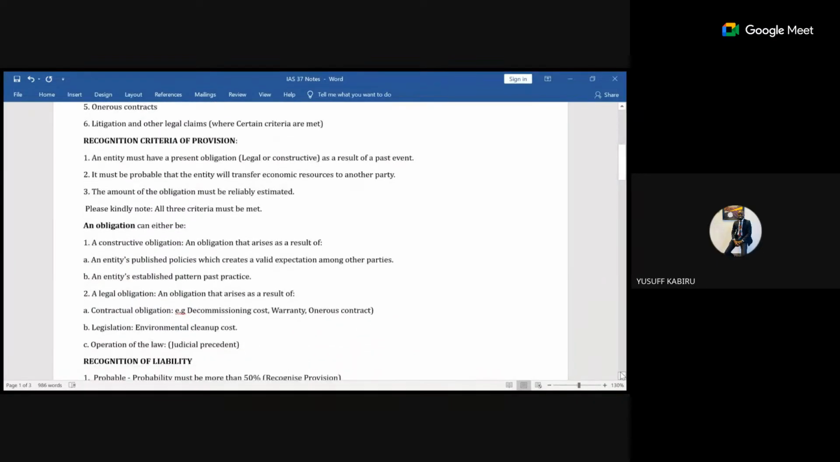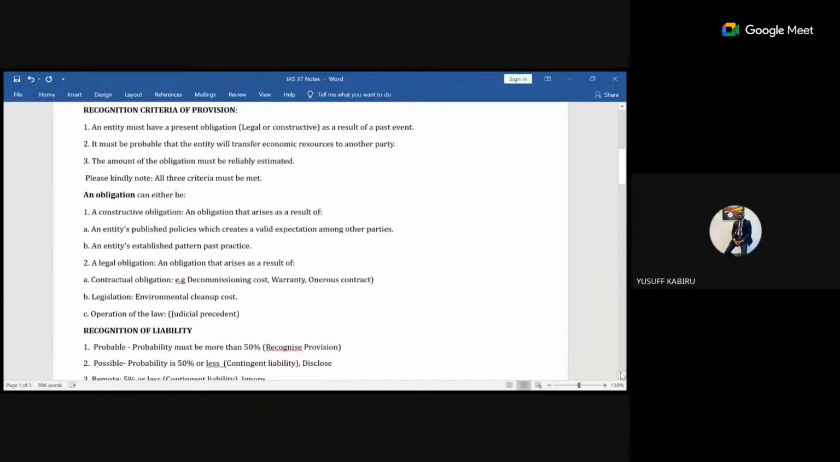So now let's go to recognition criteria. Recognition criteria for provision is very, very key. Everybody, are we together?